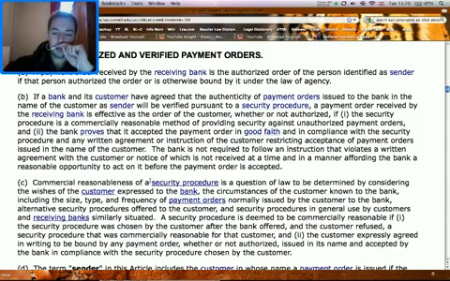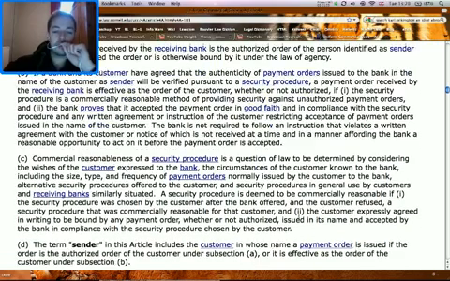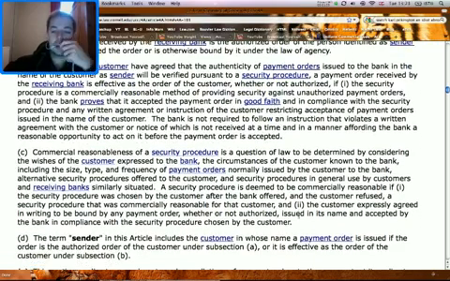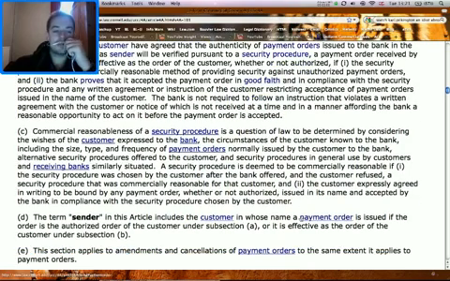The bank is not required to follow an instruction that violates a written agreement with the customer, or notice of which is not received at a time and in a manner affording the bank a reasonable opportunity to act on it before the payment order is accepted. Commercial reasonableness of a security procedure is a question of law to be determined by considering the wishes of the customer expressed to the bank.